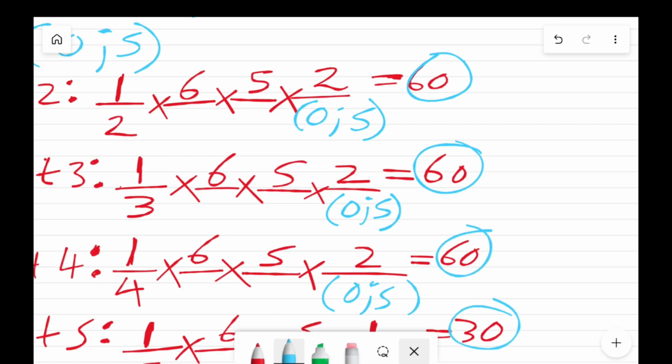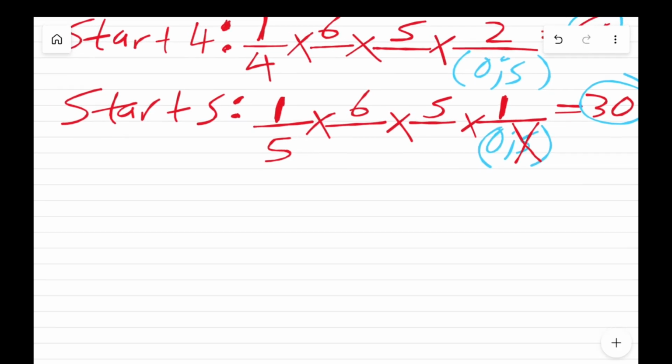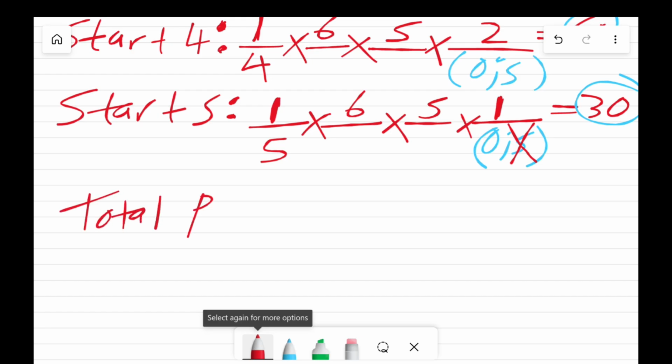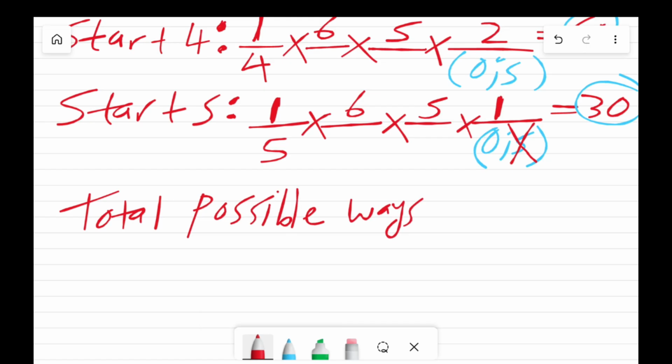When we add them, we're going to say, so total possible ways is equal to 60 times a 3 plus 30, all right? 60 times a 3 plus a 30, that is going to be a 210. So there are 210 possible ways, all right?